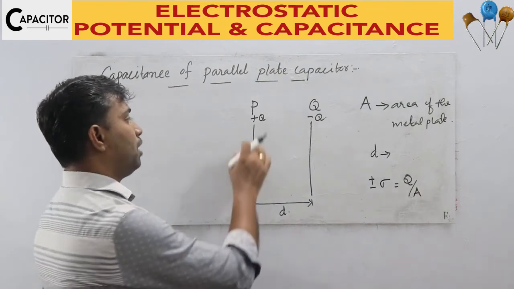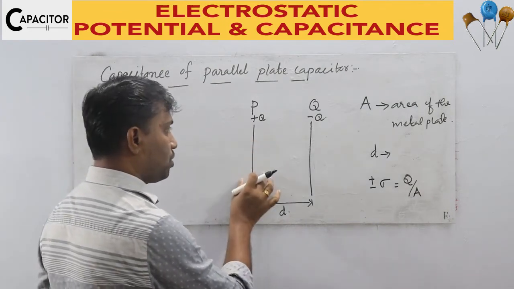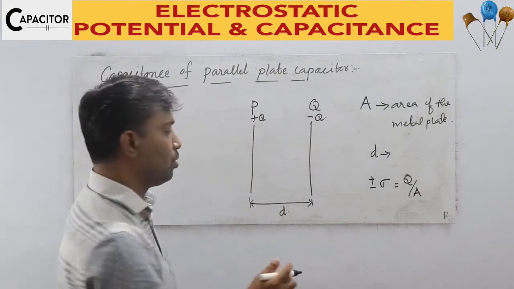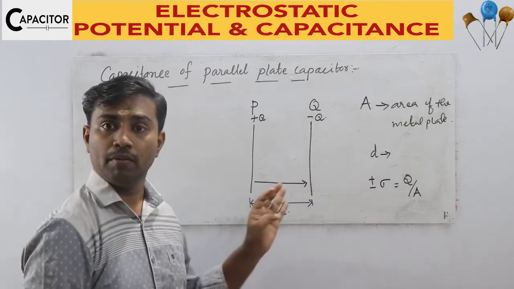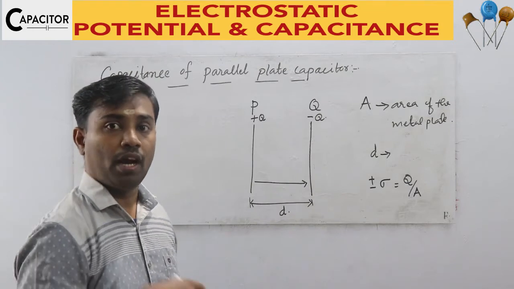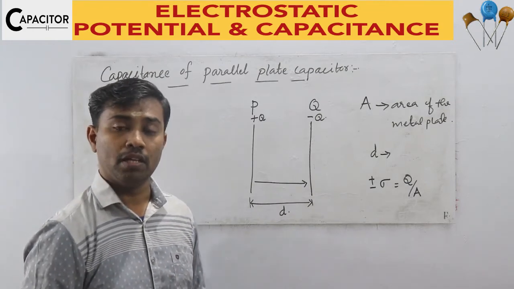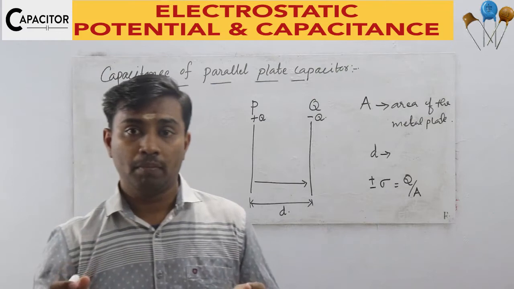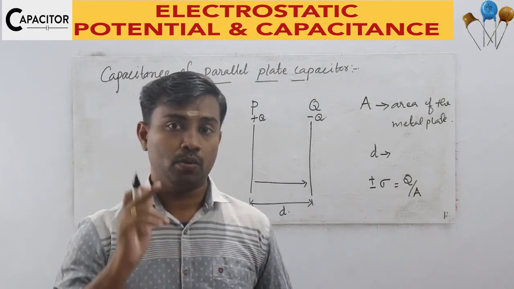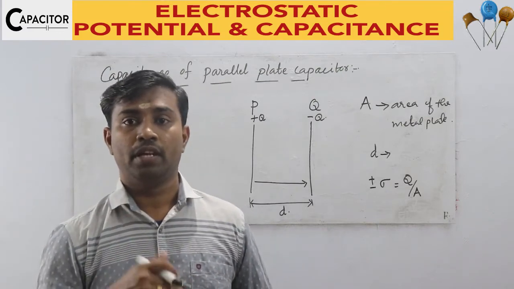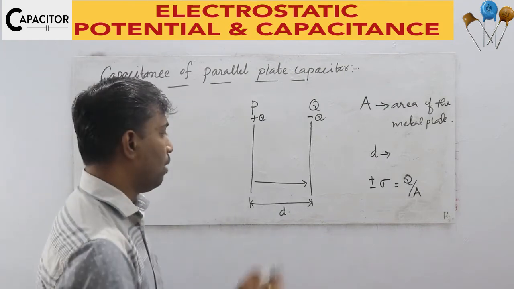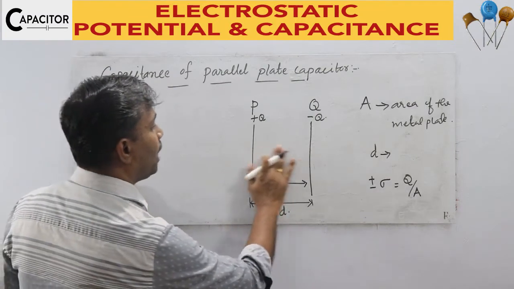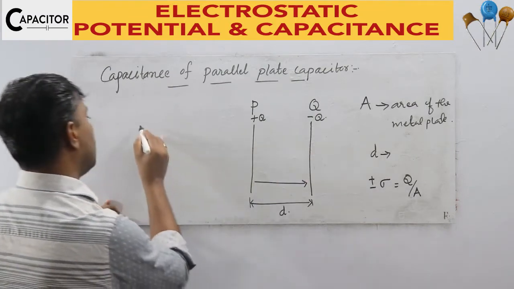So the plate P has a charge plus Q and plate Q has a charge minus Q. In between there will be an electric field. We already discussed how we can determine the electric field between the plates in chapter 1, when we were discussing Gauss's law. So by using that concept we can find the electric field between the plates.